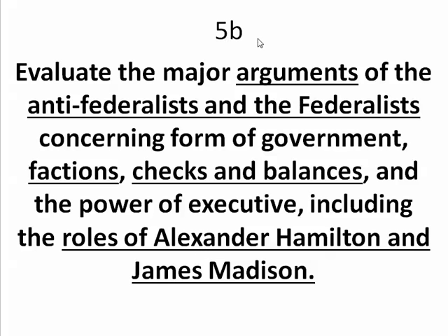Okay, let's look at 5B. This is a very large one. Substandard. It says evaluate the major arguments of the Anti-Federalist and the Federalist concerning the form of government, factions, checks and balances, and the power of the executive, including the roles of Alexander Hamilton and James Madison. So that's what we're going to look at.